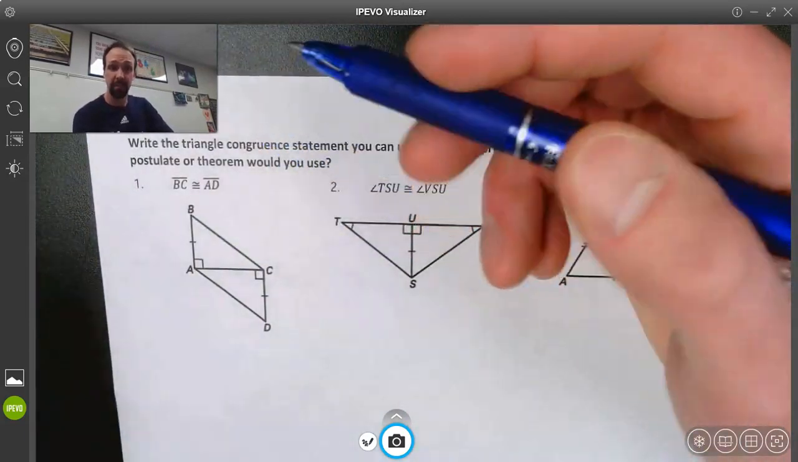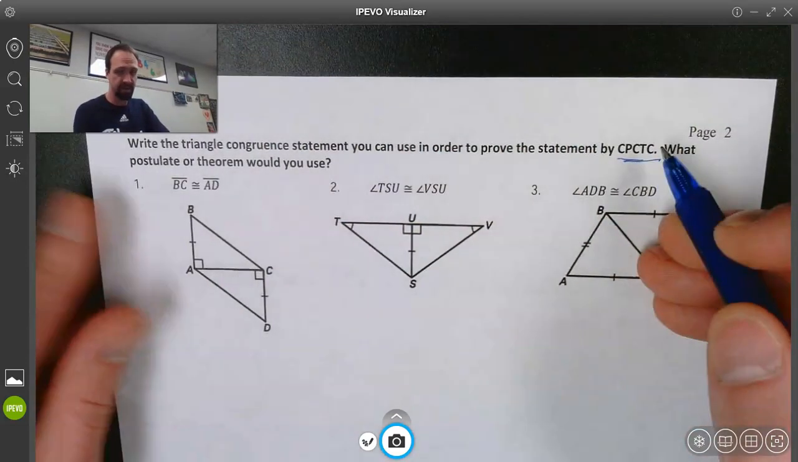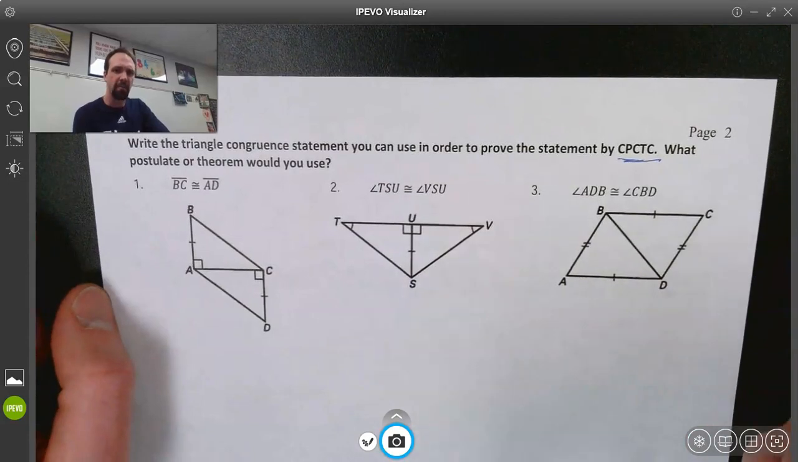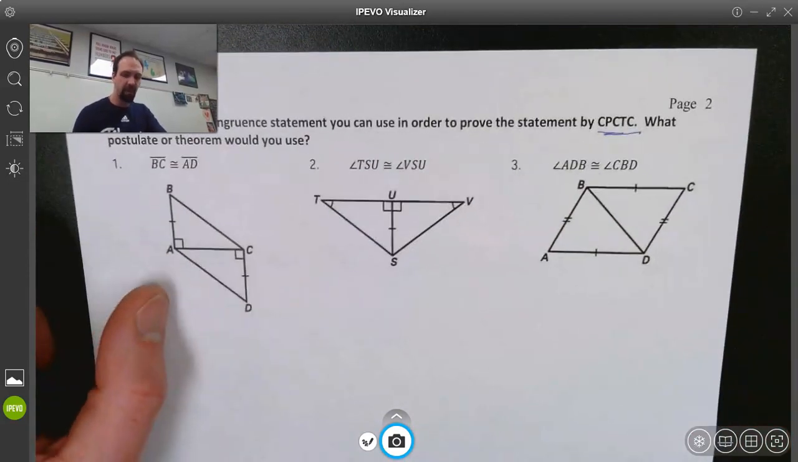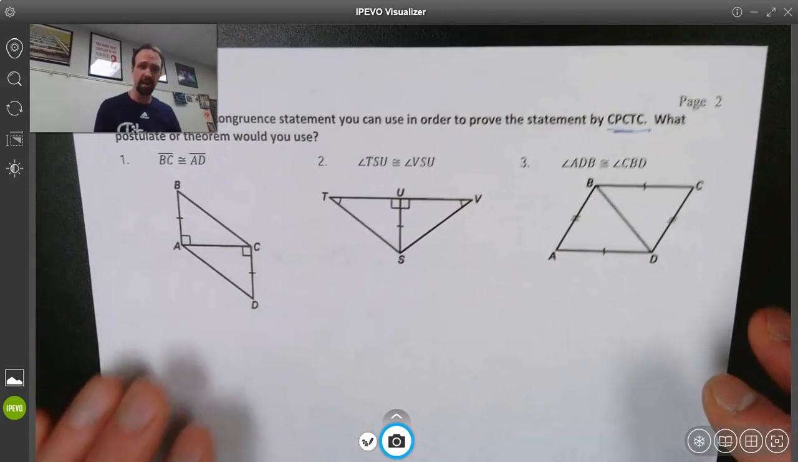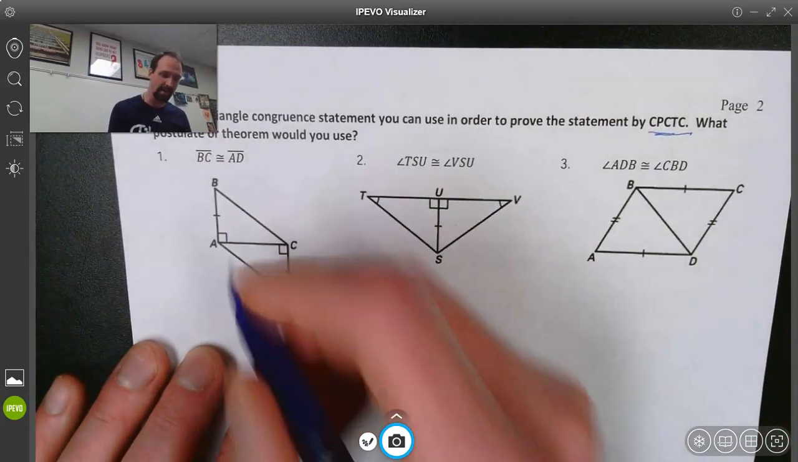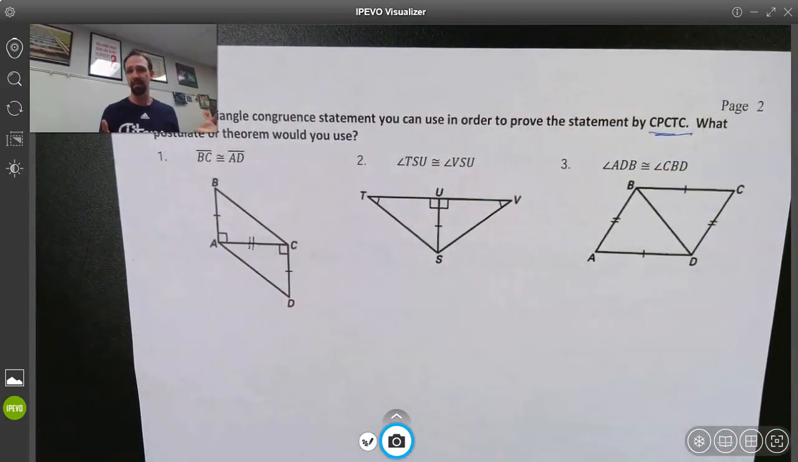Now it's going to be because of corresponding parts of congruent triangles are congruent, or CPCTC. But what we first need to figure out is what theorem or postulate I can use to prove that the triangles are congruent. So I'm going to go ahead and write on each of these some additional information that I know, if there's any additional ones that are not given. For example, in these two sets of triangles, I know that those two segments are congruent.